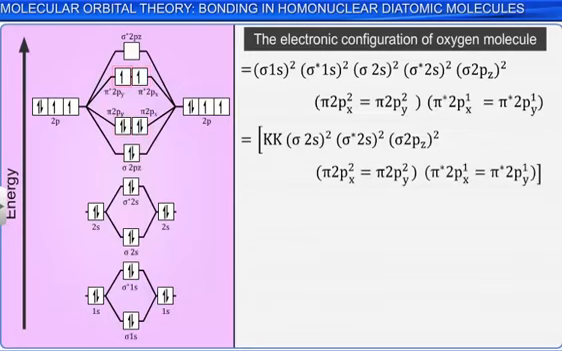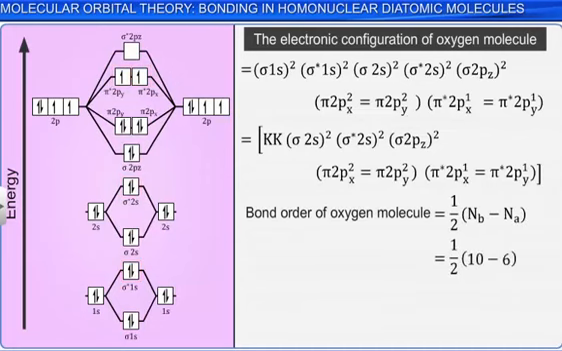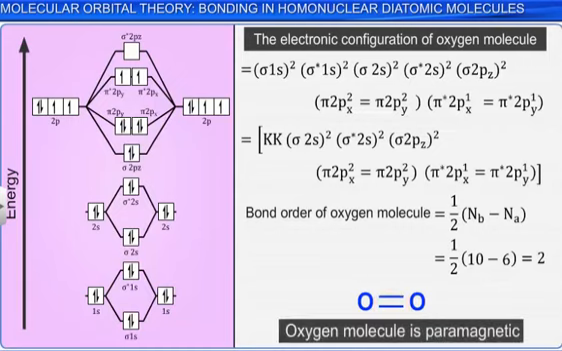The electronic configuration of oxygen molecule is such that there are 10 electrons in the bonding molecular orbitals and 6 in the anti-bonding molecular orbitals. Thus, the bond order of oxygen can be calculated as half of (10 minus 6), which is equal to 2. Hence, the oxygen atoms in oxygen molecule are held by a double bond. It has been proved experimentally that it is paramagnetic in nature. This is due to the presence of 2 unpaired electrons in its molecular orbitals.